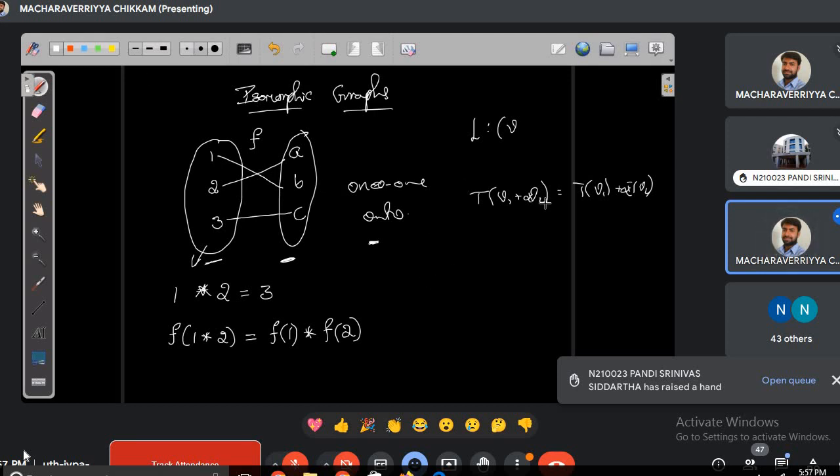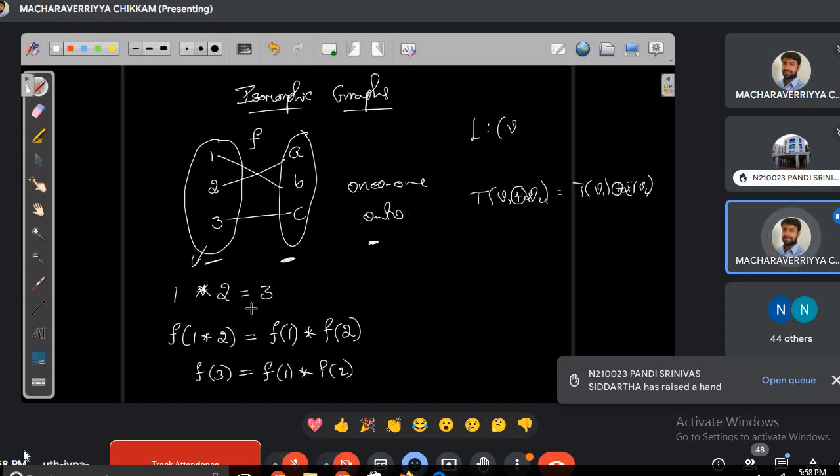So here, when I take this function f, whatever operation we defined here, I'm allowed to operate on this function. This f of 1 star 2 must be the same as f of 3, and that must be the same as f of 1 star f of 2. This is what we wish. That may be a multiplication or an addition or some binary operation I'm taking between them.